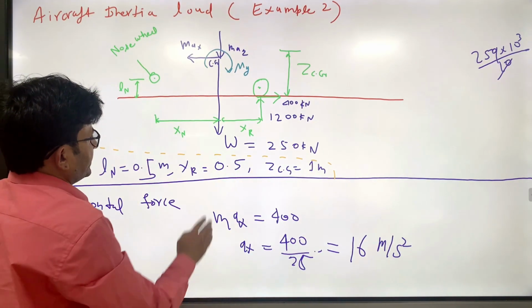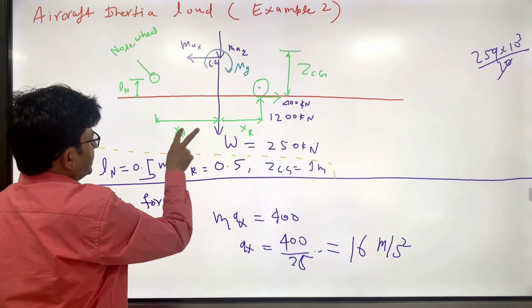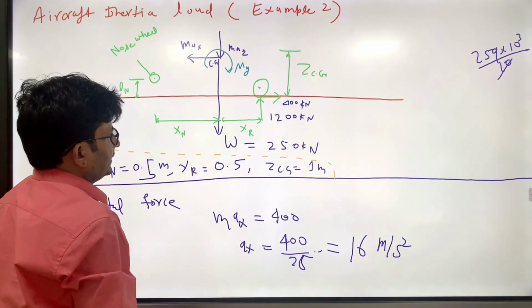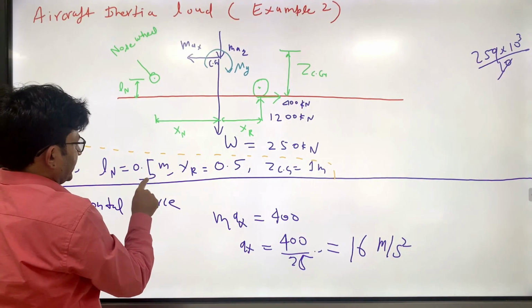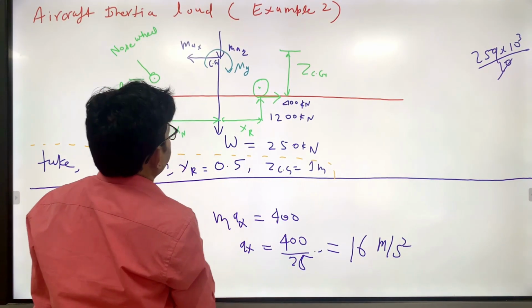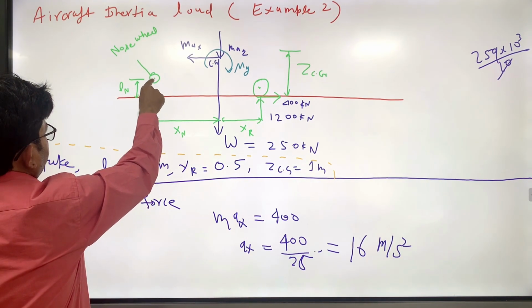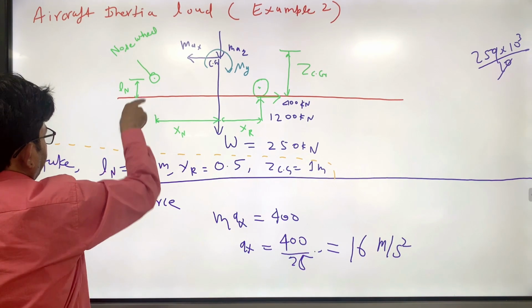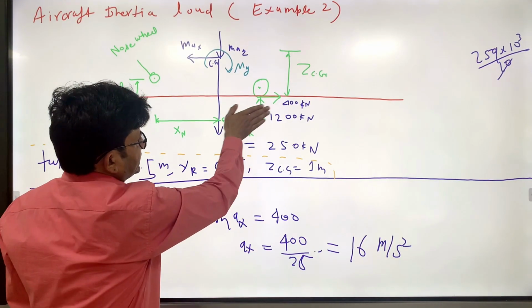And you take a reference rear landing gear and nose landing gear, XR and XN, and W equal to 250 kilonewton, ln equal to 0.5, XR equal to 0.5, and ZCG equal to 1 meter. What is ln? Ln is the position of the nose wheel above the ground. So let's say this friction force is 400.